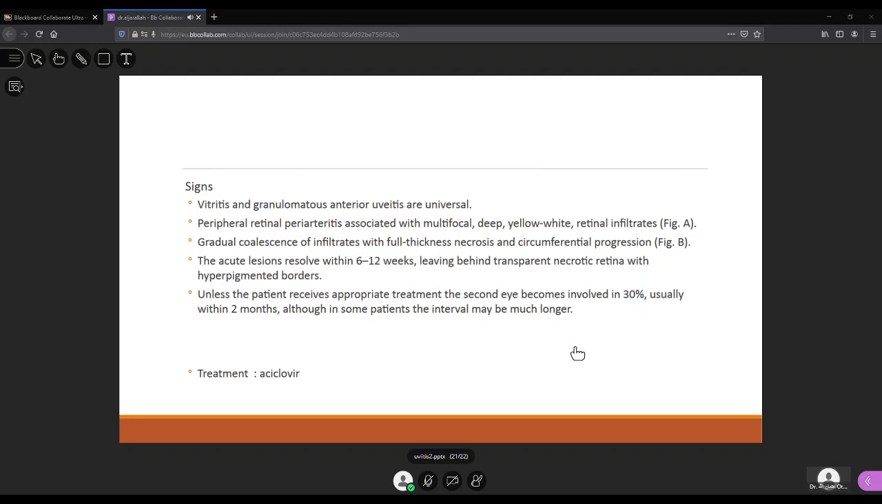In this disease, if the patient is not treated with acyclovir, either systemic or intravitreal, the other eye can be involved. When intravitreal is given in the involved eye and the other eye is normal, we don't inject unless they have sign or symptom.